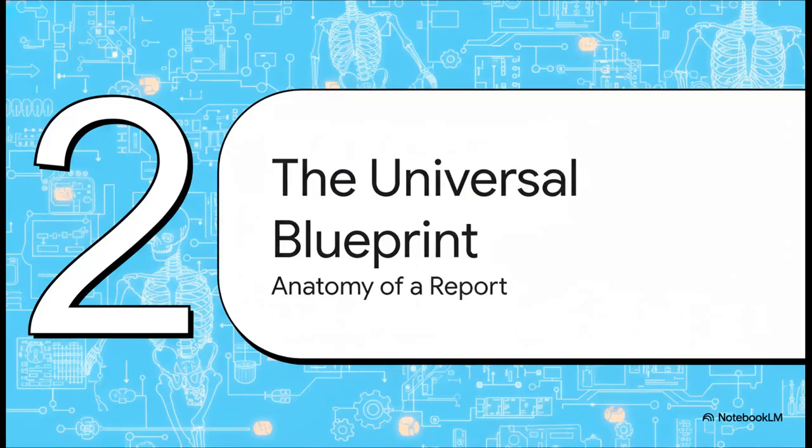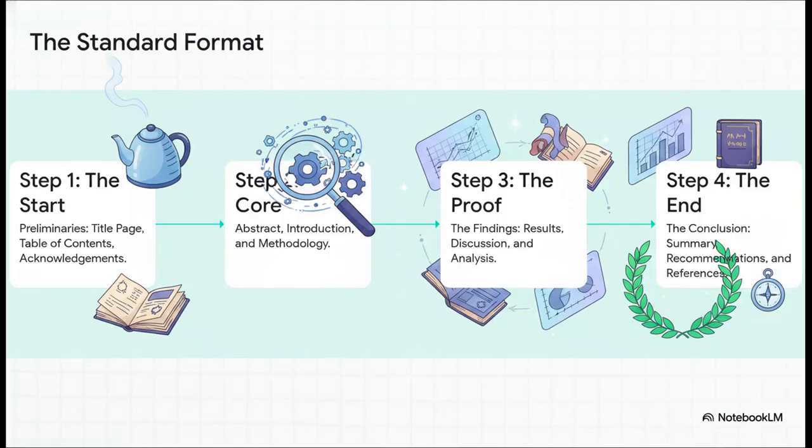All right, let's get to the blueprint itself. This is the classic, time-tested structure for just about any technical report. You can think of it like the skeleton that holds the whole thing together, creating this logical flow that makes it easy for anyone, and I mean anyone, to follow along. This standard format is your recipe for success. You start with the preliminaries, then you dive into the core of your investigation, you present all the proof, and then you wrap it all up with a solid conclusion. See, this isn't just a structure for you, it's a clear roadmap for your reader.